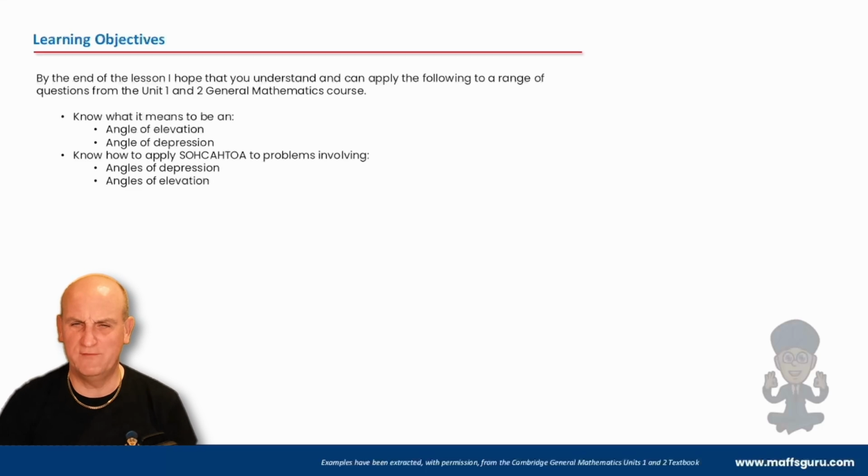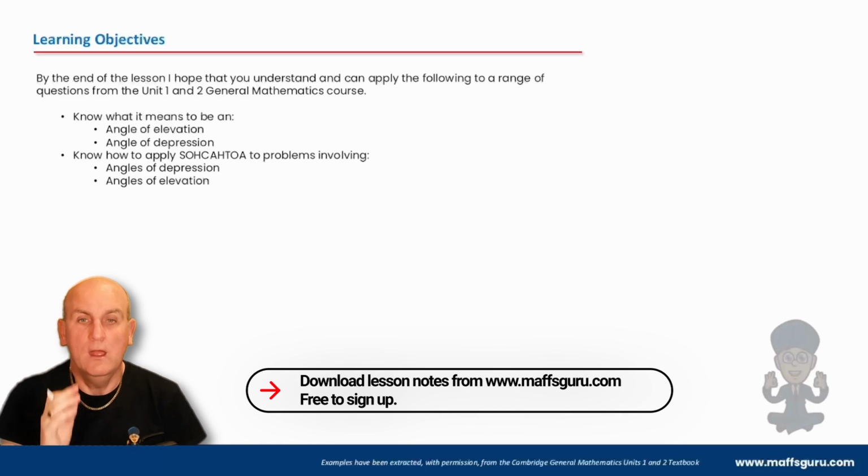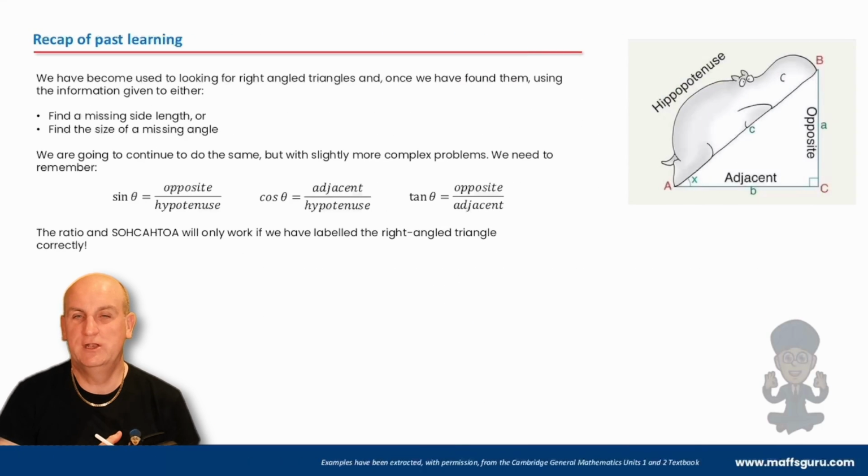Right, by the end of this, we're going to need to know what an angle of elevation is, an angle of depression, and be able to use SOH CAH TOA to find angles of depression and elevation.